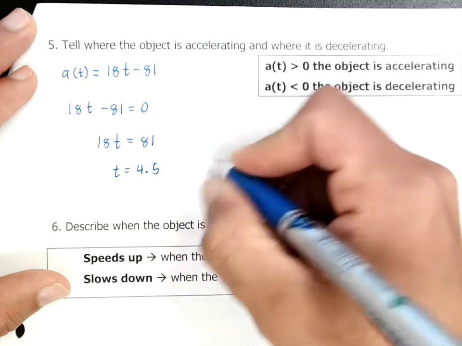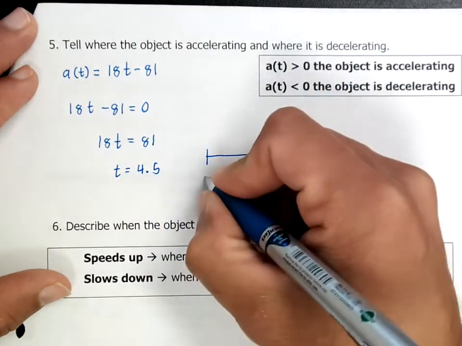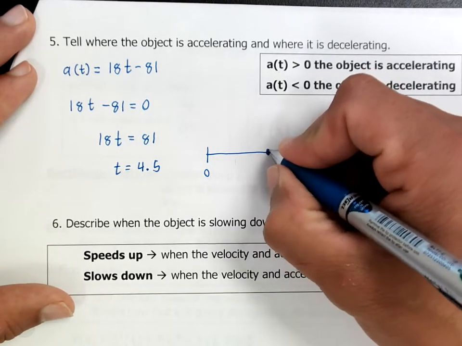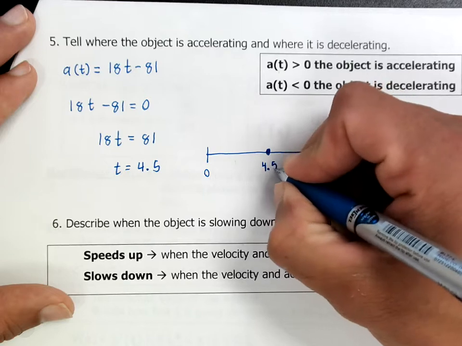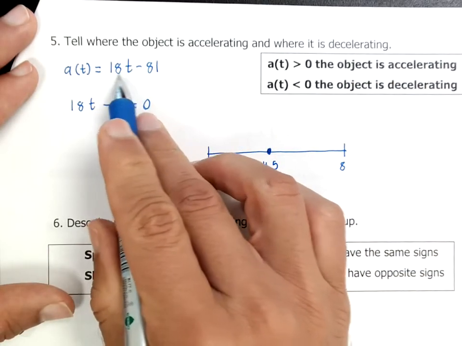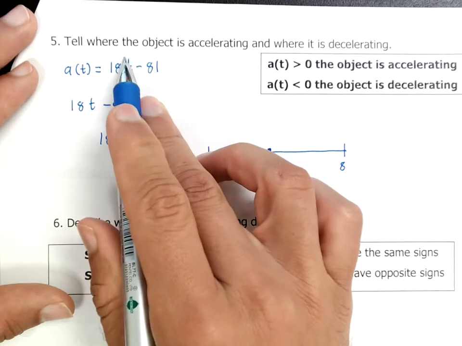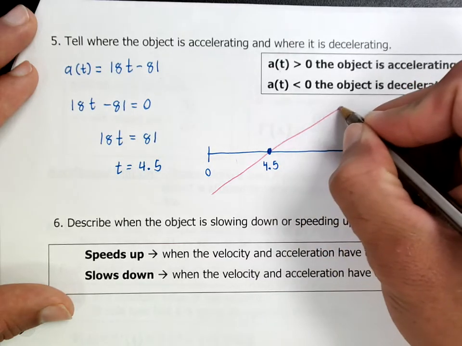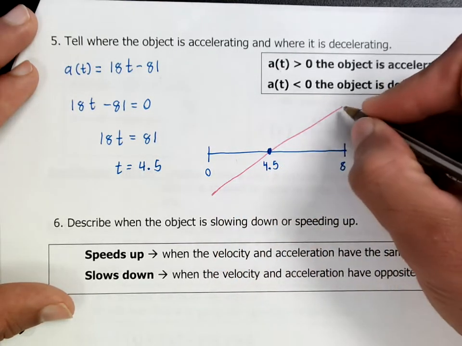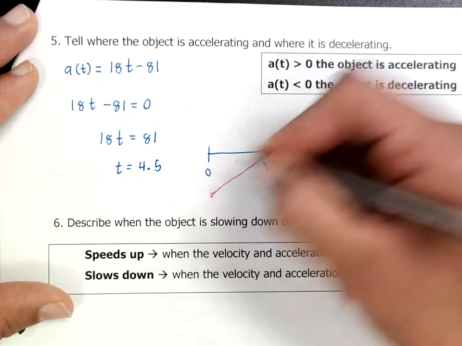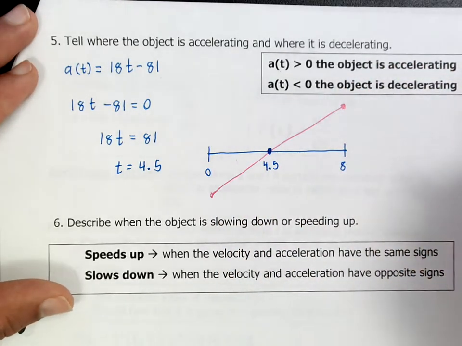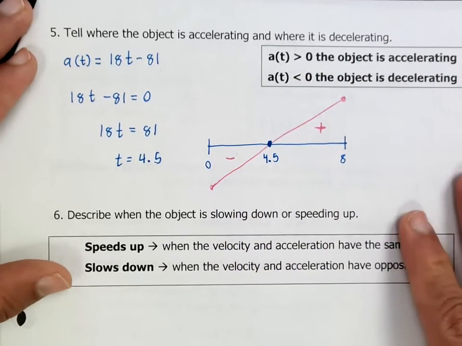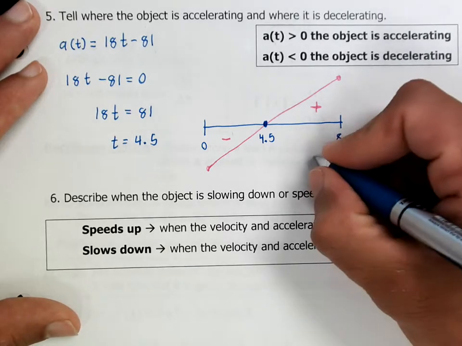So I'm going to sketch this now. I have between 0 and 8, which are my endpoints, and at 4.5 my acceleration is 0. Now I need to go back and sketch this. Notice that this is a linear function with a positive slope, so it needs to go through here. Again, just to sketch, it doesn't matter. Right here you have negative acceleration, up here you have positive acceleration. So it's as easy as that, really.